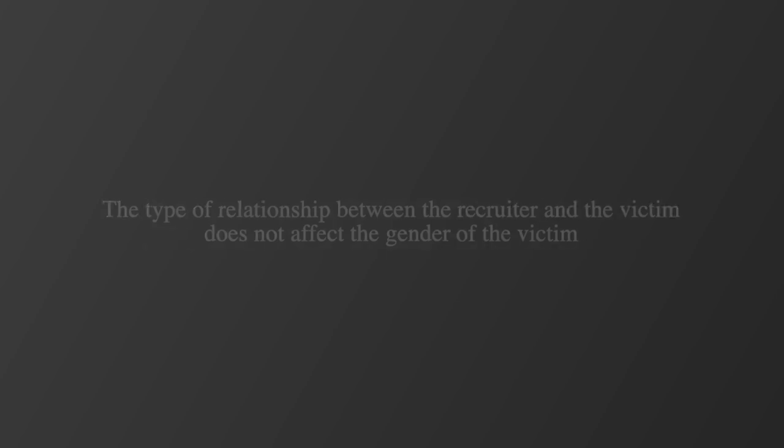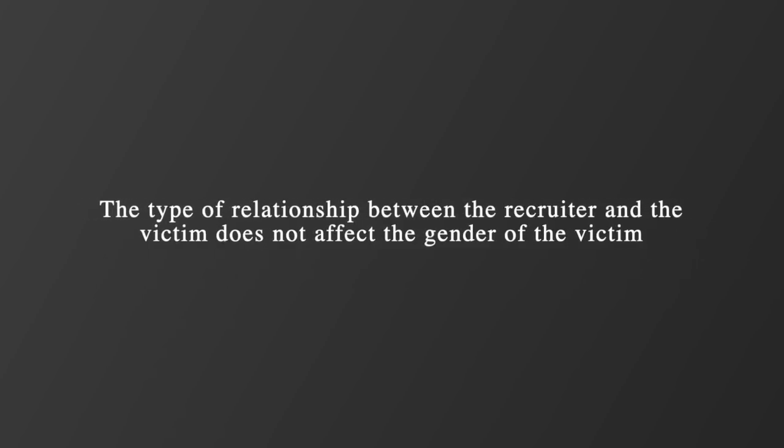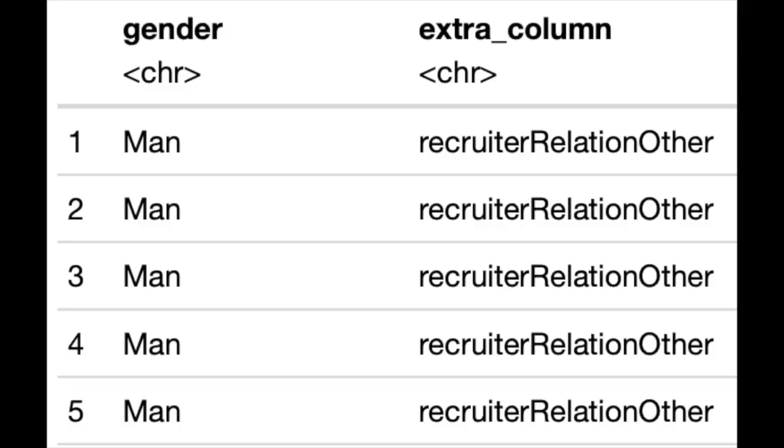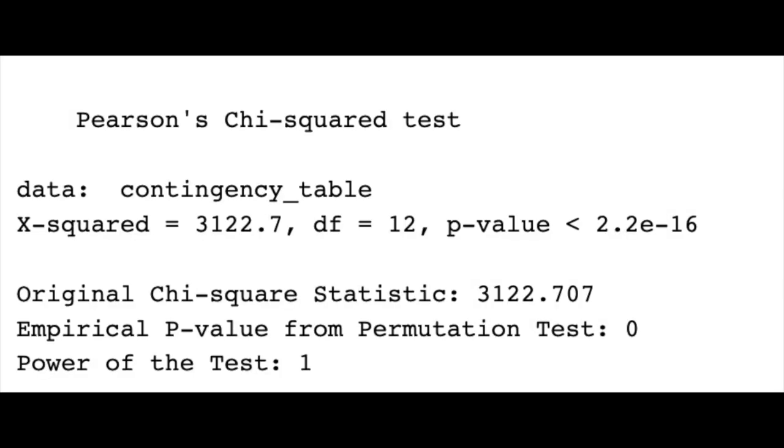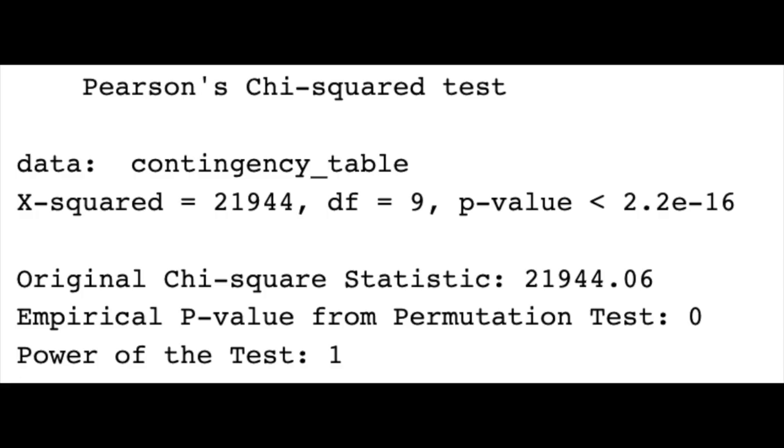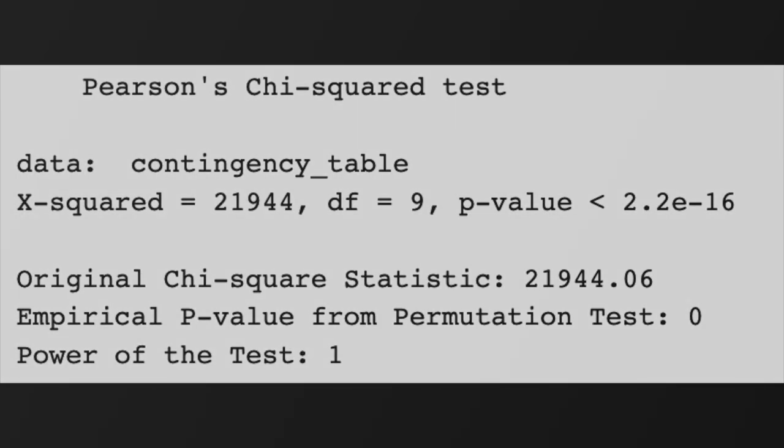The second hypothesis is that the type of relationship between the recruiter and the victim does not affect the gender of the victim. The variables used in this case were gender and recruiter relation. Once again, the results show no significant relationship between the type of recruiter and the gender. In this case, we excluded the male gender, and the results were consistent.